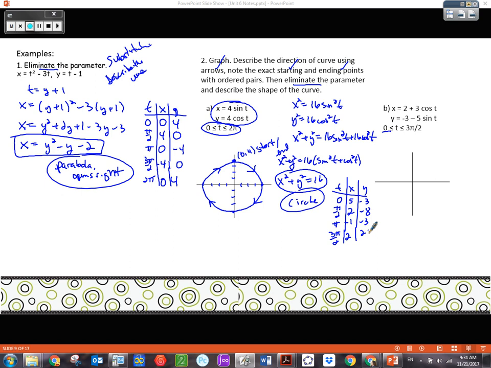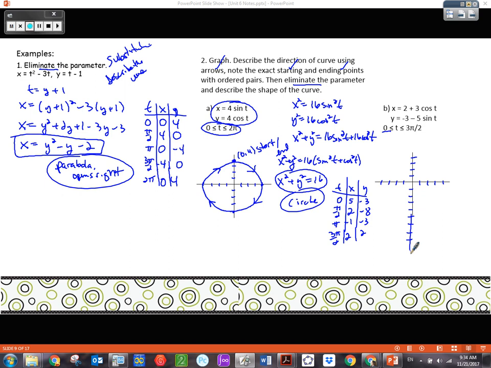-3, -8. Yeah, we're good to go. Okay, so let's graph it. Okay, 1, 2, 3. Looks like I need to go down to -8, so we'll just extend that a little bit.